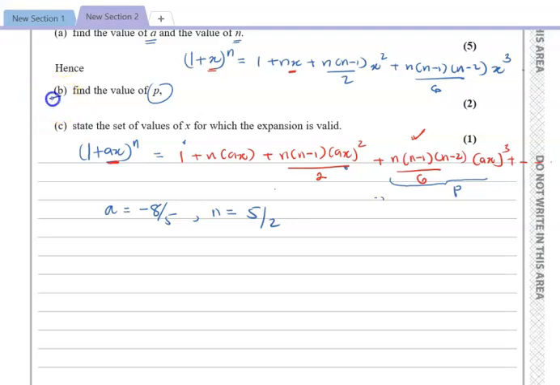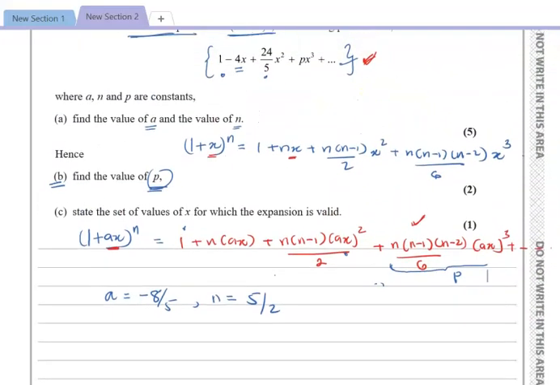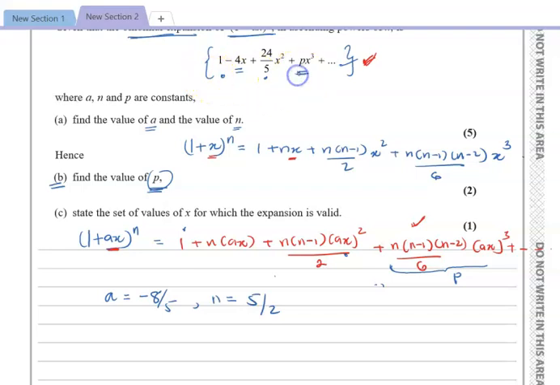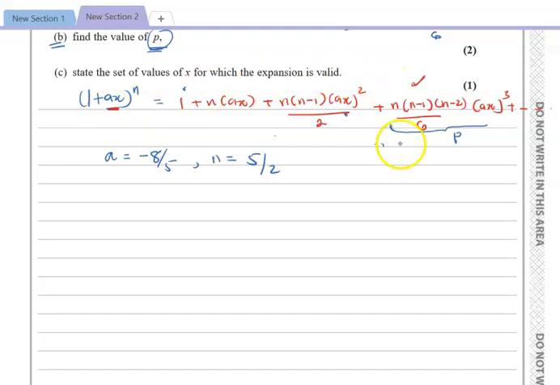Part B, they're asking you to find the value of p. As we said before, the value of p is the coefficient of the third term. As you see over here, there's a value of p, the coefficient of the third term. So the coefficient of the third term which we have is this one over here.